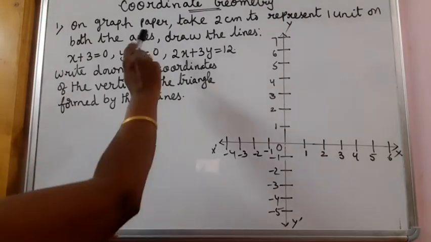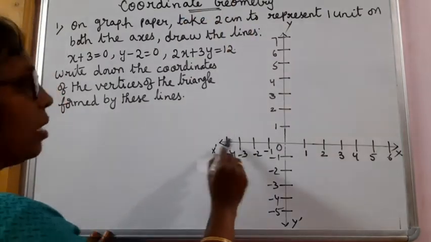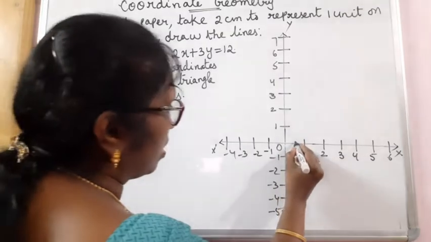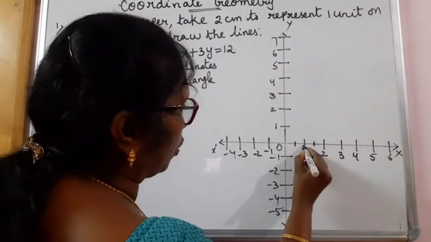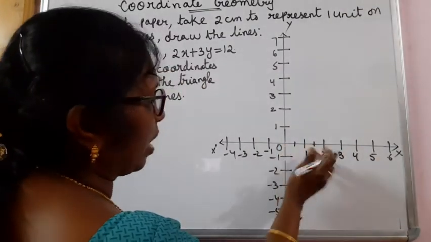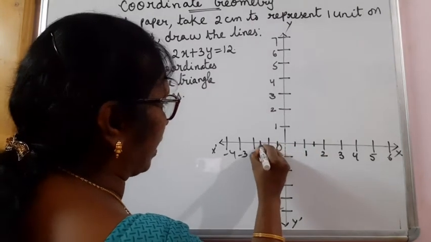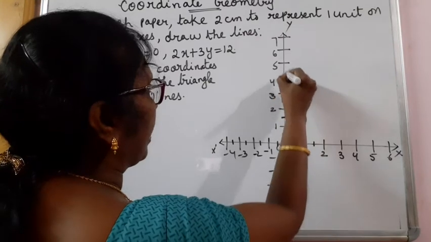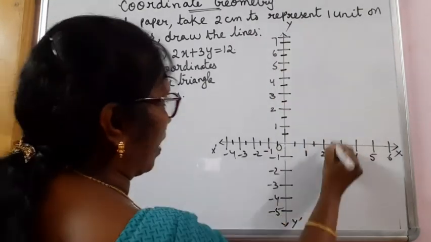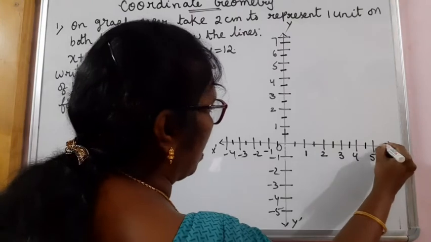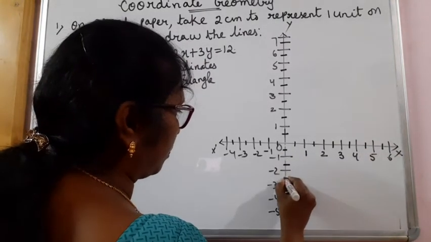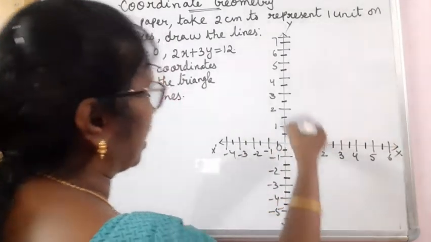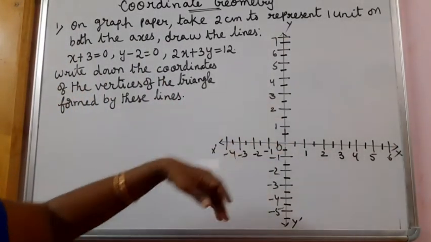As per the given scale, I have already taken 2 cm equal to 1 unit. So you think this is 1, 2, 3, 4 like that. 2 cm is equal to 1 unit, for your understanding, I am showing that. Take 2 cm equal to 1 unit on both the axes. So I have written X'OX, Y'OY as the x-axis and y-axis.